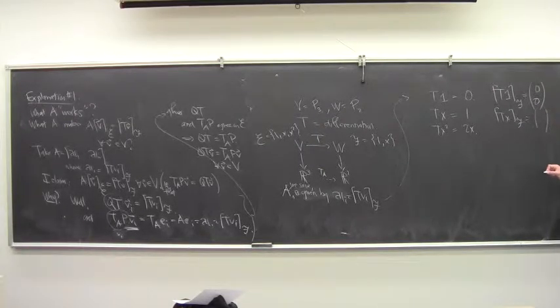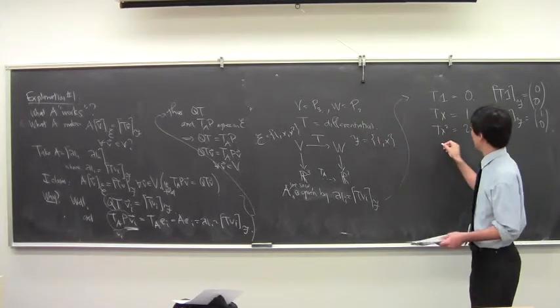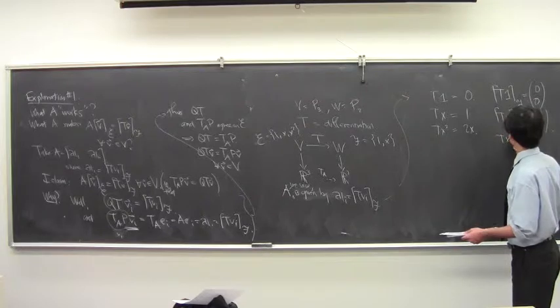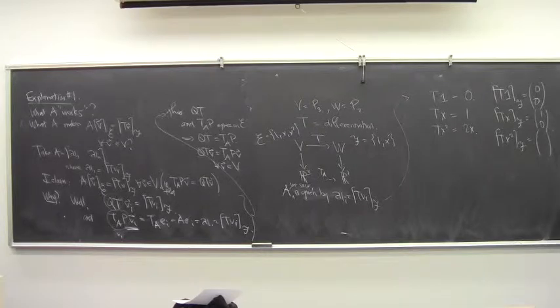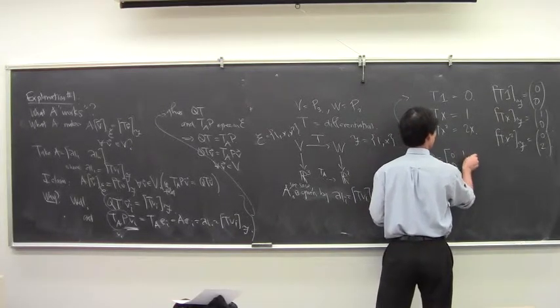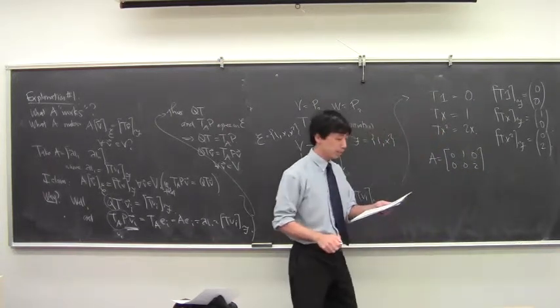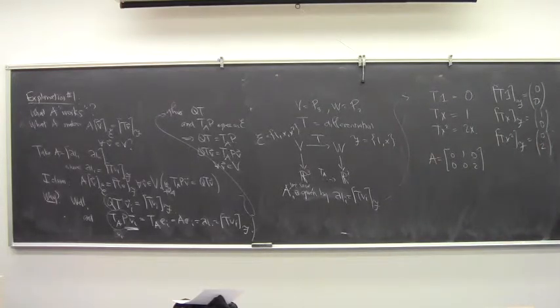Haley? 1, 0. Yeah, 1, 0. Because 1 is 1 of the first guy and none of the second guy. And then T of x squared with respect to F is going to be what? 0, 2. Okay. And so our theory says take A to be this matrix: 0, 0, 1, 0, 0, 2. And this thing should behave like differentiation does. This is differentiation right here, this matrix.